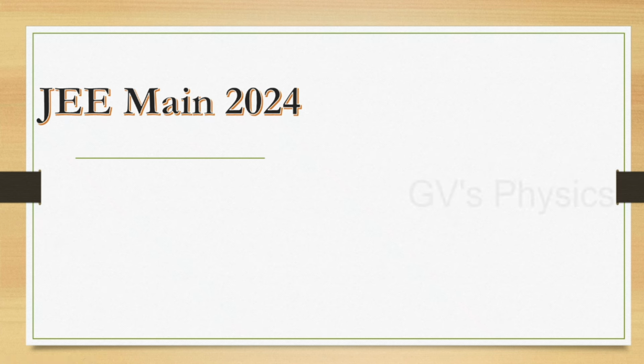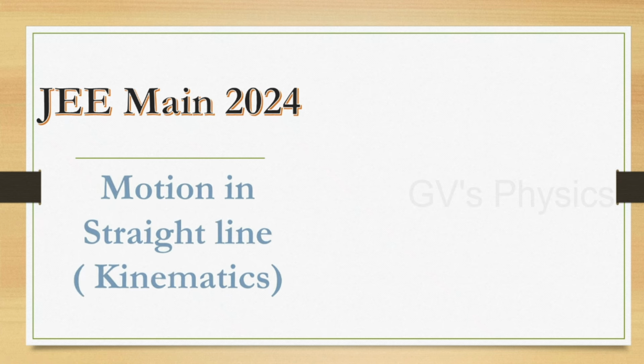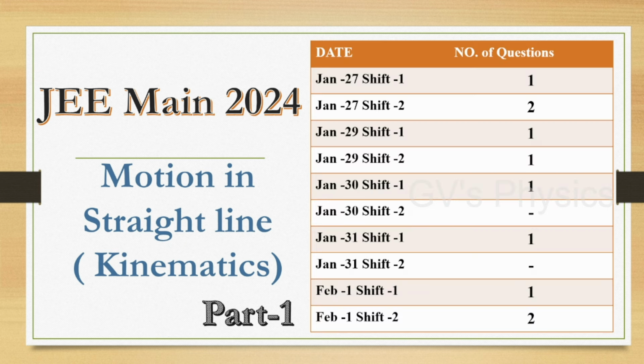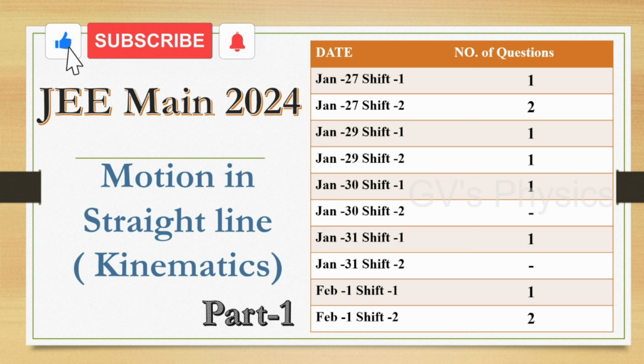Hello students, today we're going to discuss JEE Main questions of a basic chapter, motion in a straight line. Also you call it kinematics. These are the number of questions they asked in the January paper, which you call attempt 1. And we're going to see all the questions in detail.